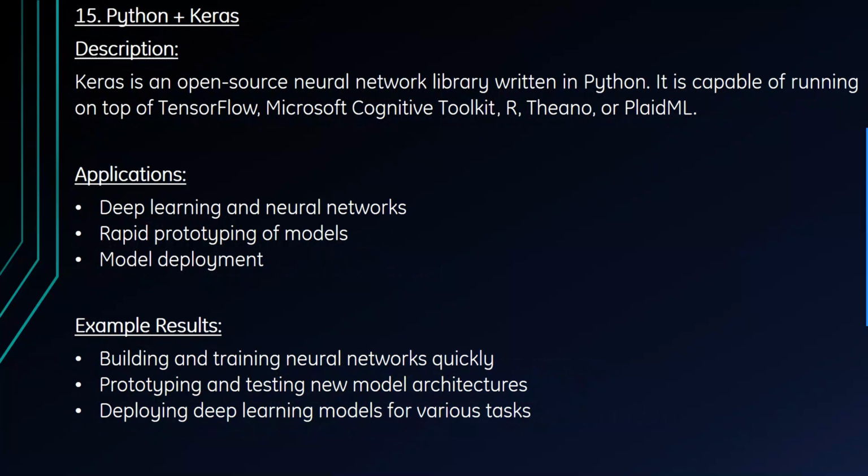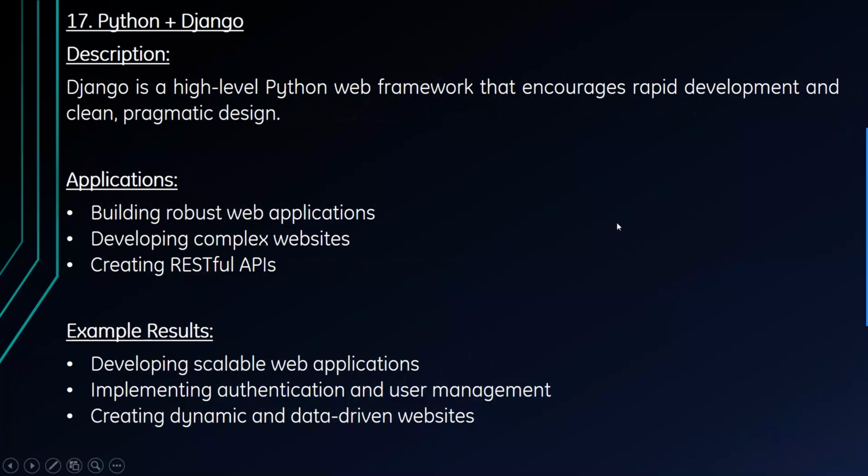So moving on, we have the next one, which is Python plus Django. Here you can see Django is a high-level Python web framework that encourages rapid development and clean, pragmatic designs, and we have applications such as building robust web applications, developing complex websites, creating RESTful APIs, etc. And what are the examples using Django? We can develop scalable web applications, implementing authentication and user management, and creating dynamic and data-driven websites.